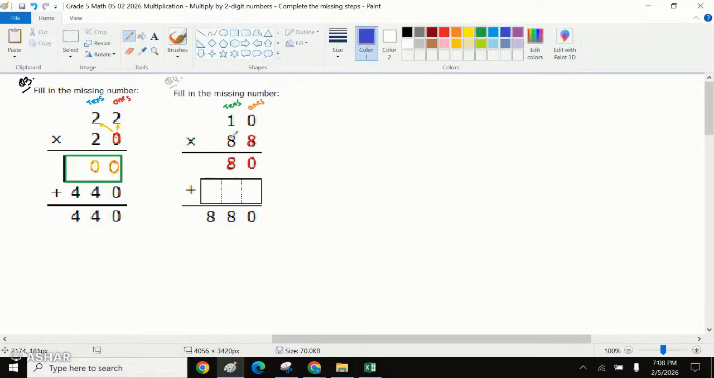But once we go to the tens, we need to remember that we need to put a 0. 8 multiplied by 0 would be 0, and 8 multiplied by 1 was 8. So when we add them together, we get the final answer. That is 880. And the missing value was 800. Okay. Thank you so much.